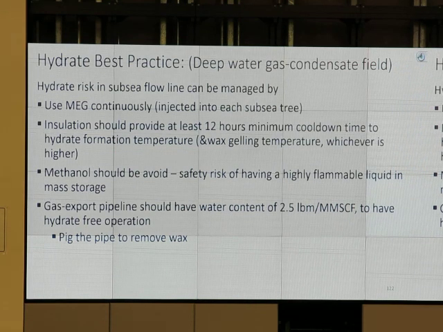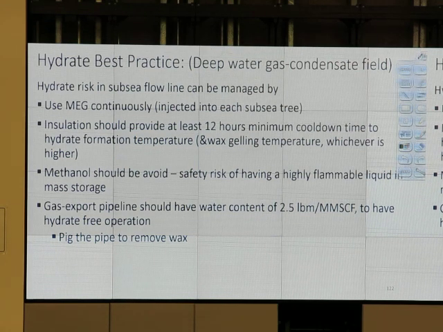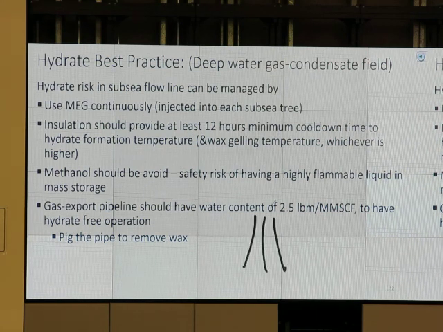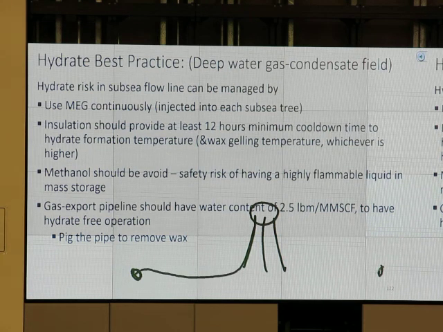What we can do is insulate the pipe. For onshore, you just bury the pipe and it's just fine. Or sometimes you may just insulate it a little. Hydrate is a big issue for deep water. For a subsea pipeline, think about this. We have the platform, okay? And we have the wellhead. So we have to move everything from the wellhead to the platform.